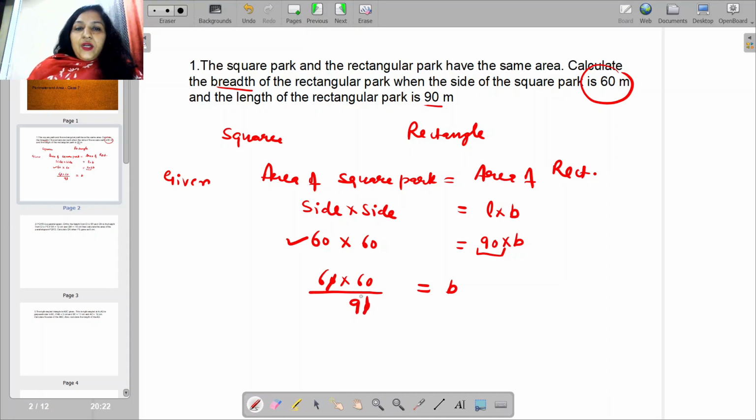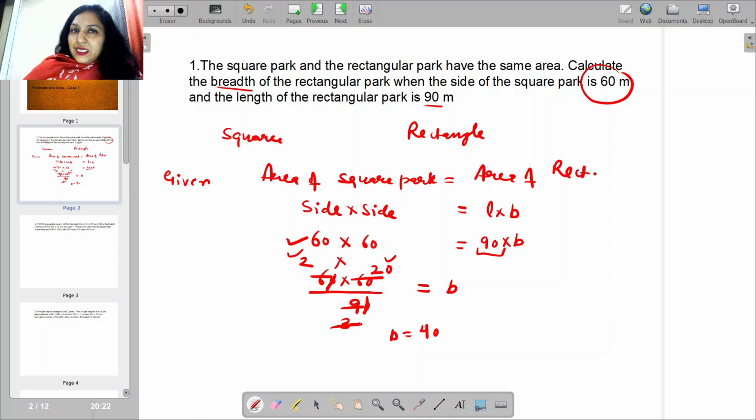0 up, 0 down is cancel. 3 into 2 is 6. 3 into 3 is 9. Now 60 divided by 3, that is equal to 20. Denominator vanished. In the numerator we are left with 2 into 20, that is equal to 40. So we have got breadth as 40.